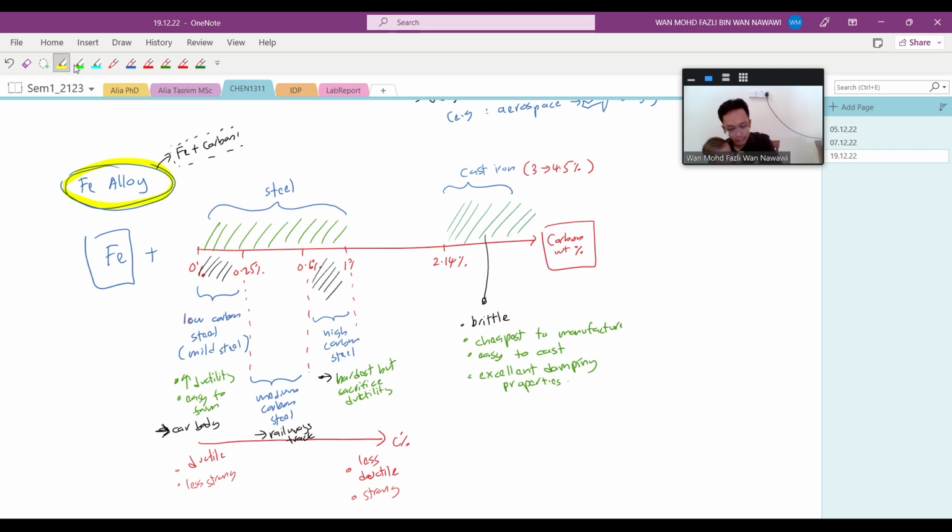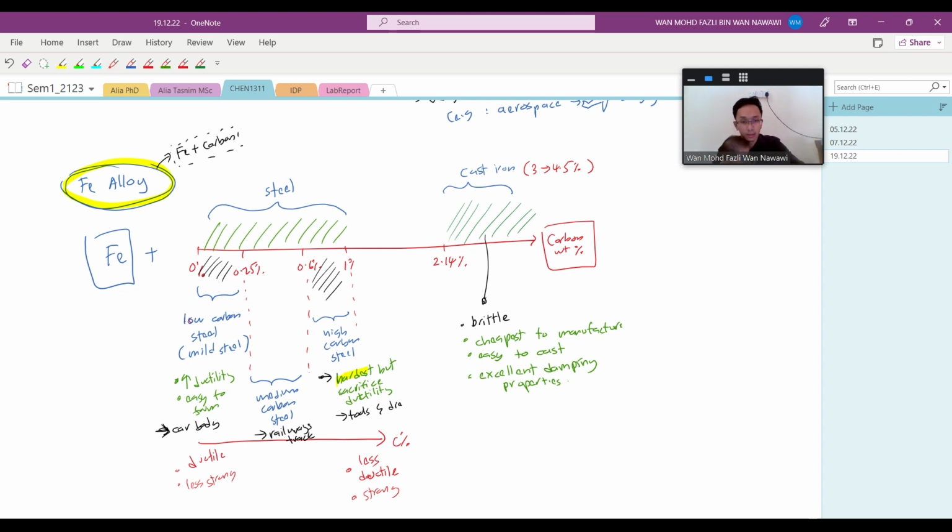Hardest. Because it's hardest, normally they use this high carbon steel to make what we call the tool. They use it for tool and die. Tools and die.